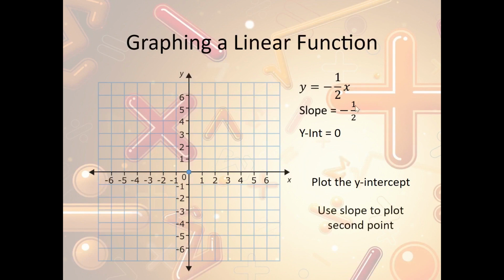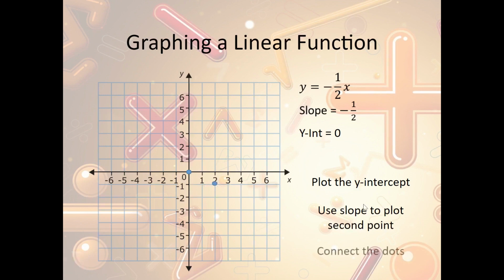Remember, this is change in y over change in x, or you might have heard it in the past as rise over run. We're going to talk about it as change in y over change in x. So my change in y is -1. So I go down 1. And my change in x is 2, so I'm going to go to the right 1, 2, and plot my point. So now I have my first 2 points.